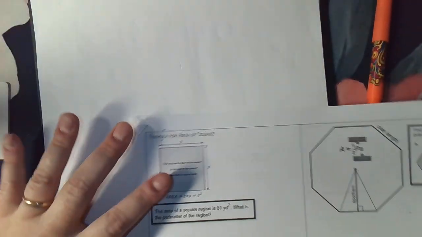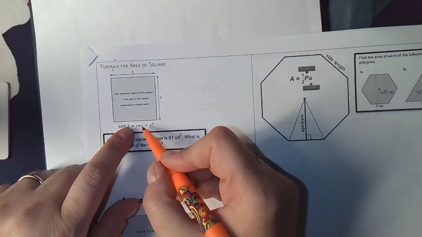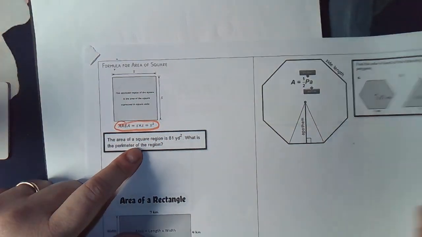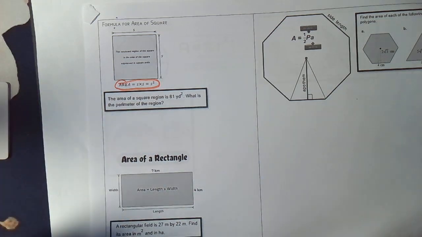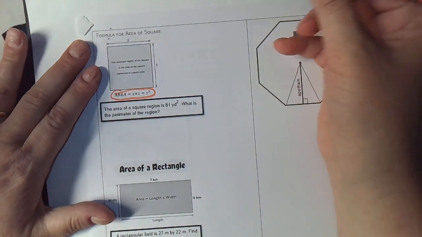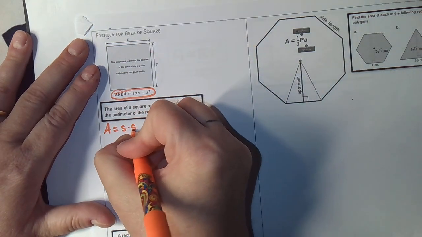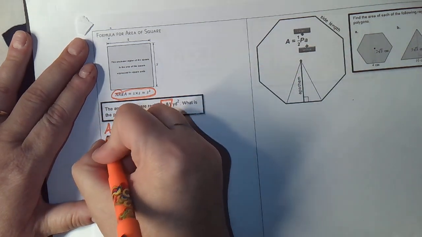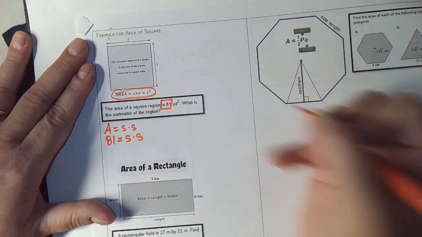Okay, let's keep going. This next one says formula for area of the square. Okay, and the formula for area of a square is S times S, or S squared. Let's look at this example. It says the area of a square region is 81 yards. What is the perimeter? Okay, well, my area is S times S. And it says it is 81. So the capital A is 81.